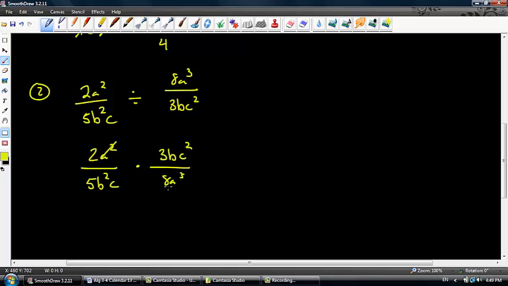A squared is going to cancel with a to the third, leaving me with an a on bottom. 2 is going to cancel with 8, leaving me with 4 on bottom. B squared and B are going to cancel, leaving me with a B on bottom. C and C squared are going to cancel, leaving me with a C on top. And then 3 and 5, you can't really do anything with them, so let's just multiply across. That is 3C over 5 times 4 is 20. B times A is BA or AB.